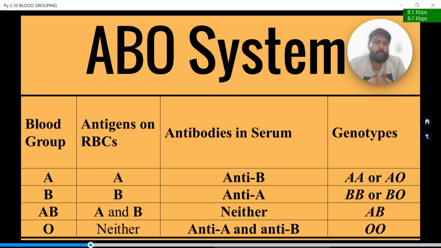And coming to O, you will not have either A antigen or B antigen. So you will be having both the antibodies circulating in the plasma. That is, you will be having anti-A and anti-B, that is A antibody and B antibody. Right?